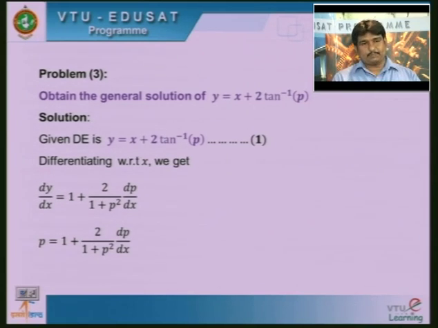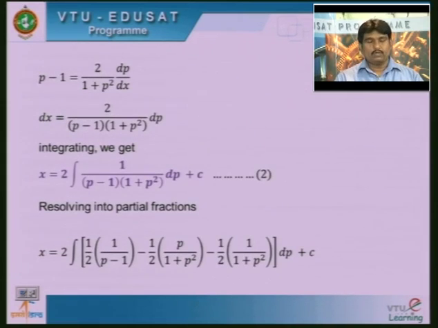Next write dy by dx as p to get p equals 1 plus 2 divided by 1 plus p square into dp by dx. Now p minus 1 equals 2 divided by 1 plus p square into dp by dx. You solve this using variable separable form. You separate the variables. You get 2 dx equals 2 divided by p minus 1 into 1 plus p square into dp. Again you have to integrate it and resolve this into partial fractions. You can see here you have one linear factor p minus 1 and one quadratic factor 1 plus p square.